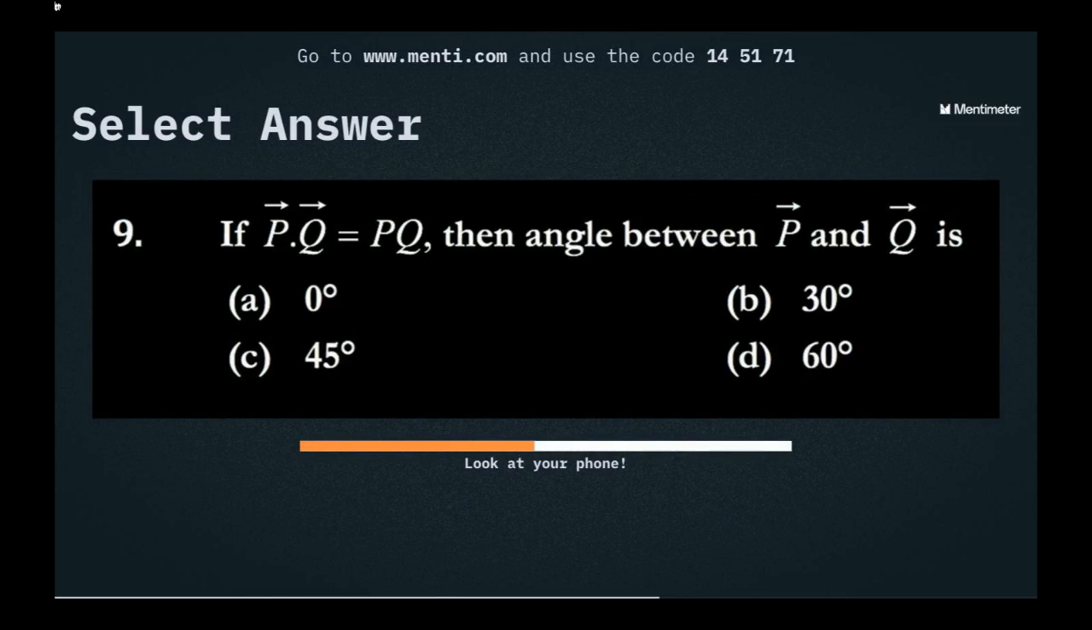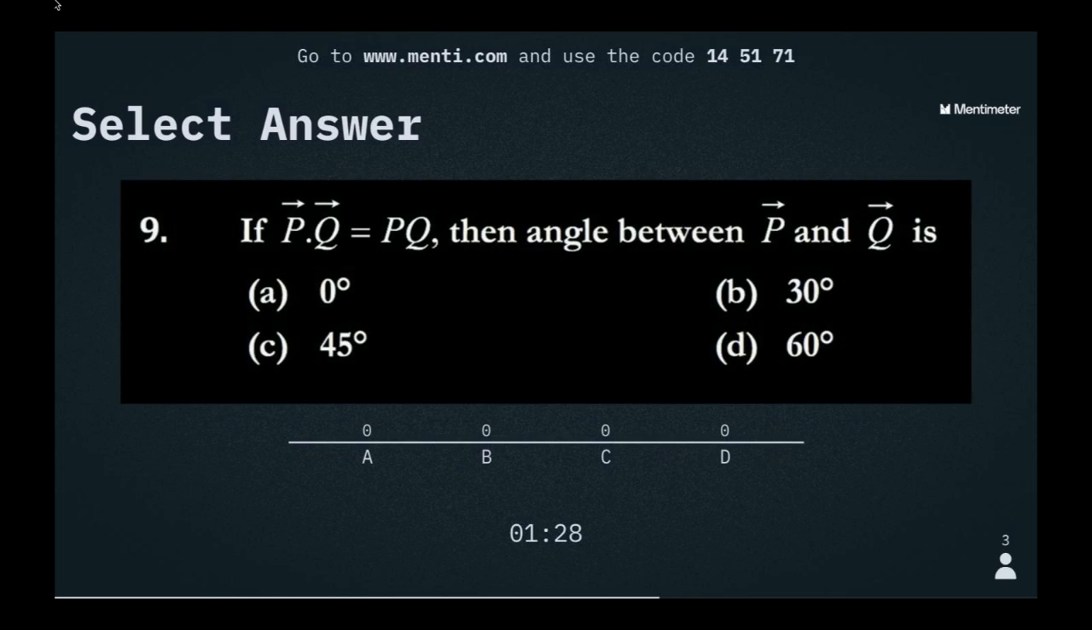P dot Q is equal to P into Q. Then the angle between P and Q is? So you mean magnitude of P into magnitude of Q, right? Yes, exactly. P into Q, just without an arrow, means magnitude.